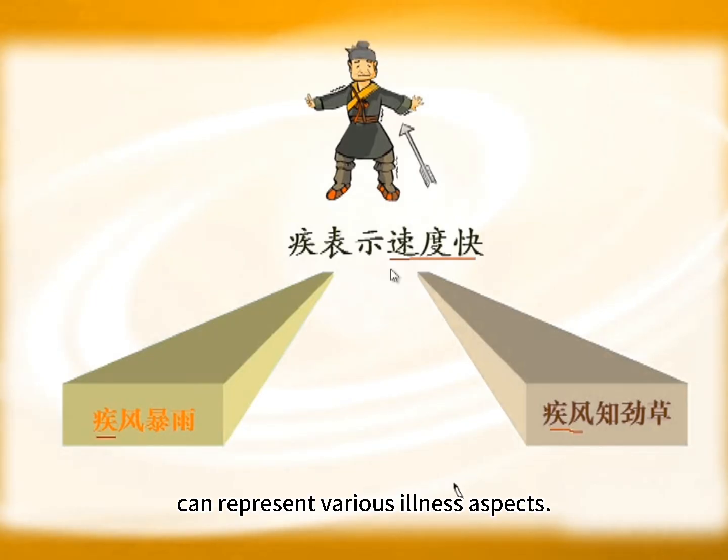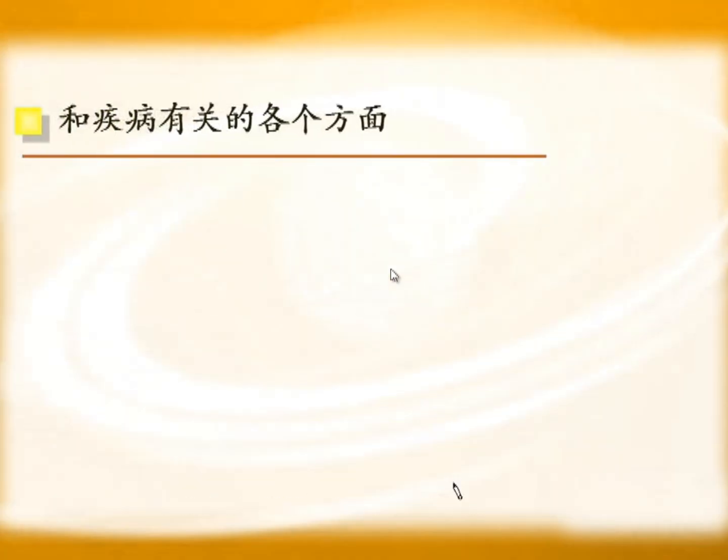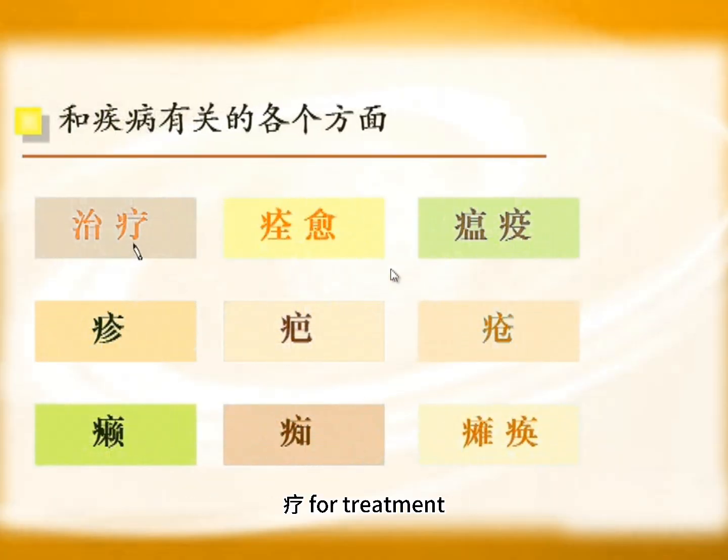The sickness radical can represent various aspects of illness. 疗 is for treatment, meaning treating illness. 痊 means recovered, often used as 痊愈. 瘟疫 is infectious disease. 疹, 疤, 疮, 癞 are various skin conditions. 痴 means foolish, meaning brain illness. 瘫痪 means the body cannot move. All these health-related characters use the sickness radical.